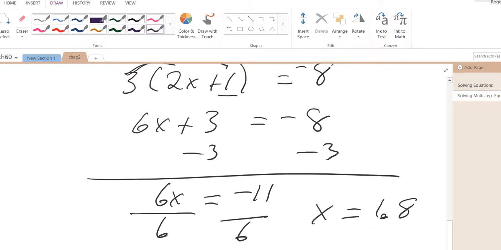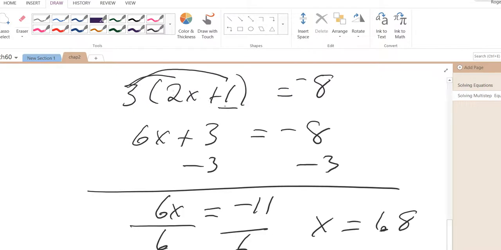Here, all we did, again, distribute that inside there, and then work it out. What we could have done if we wanted to, we could have divided both sides by 3, and then subtracted 1 and divided by 2. Would have got the same answer. Doesn't make any difference. But most people think that this is the easiest way to do it, so that's why we teach it that way.